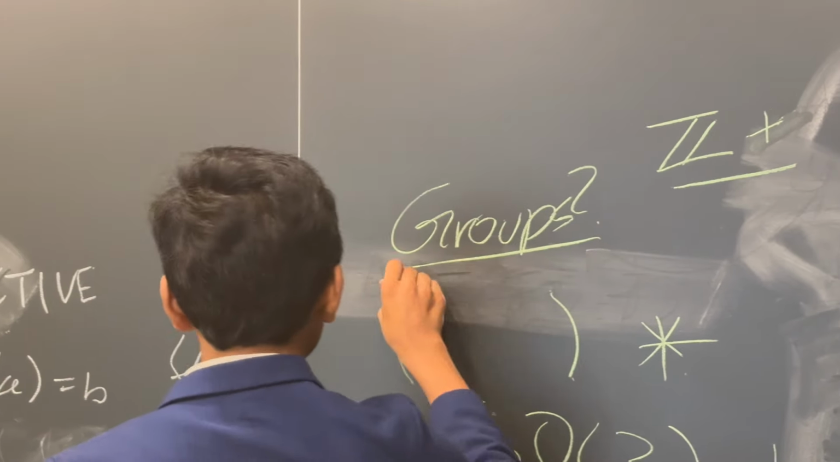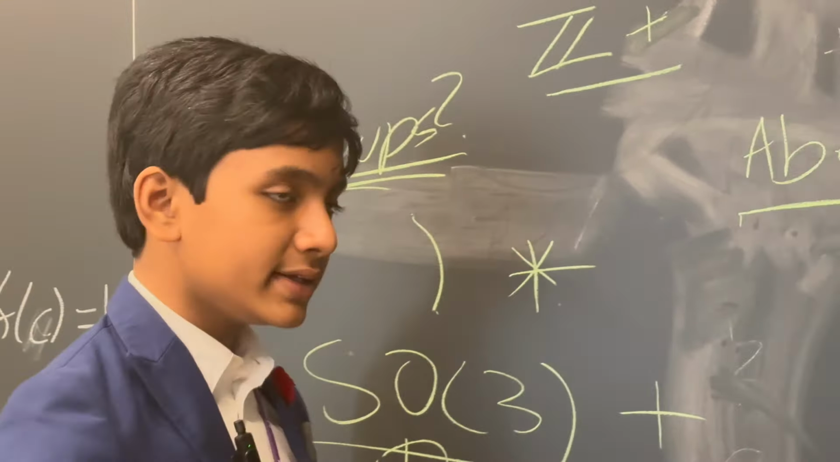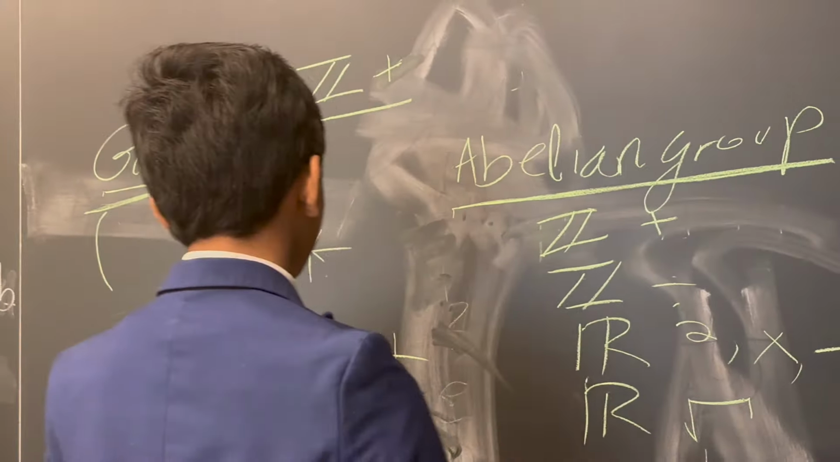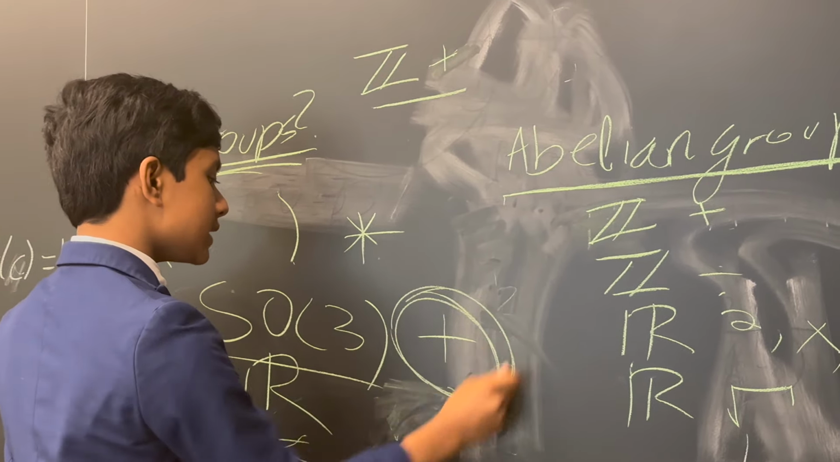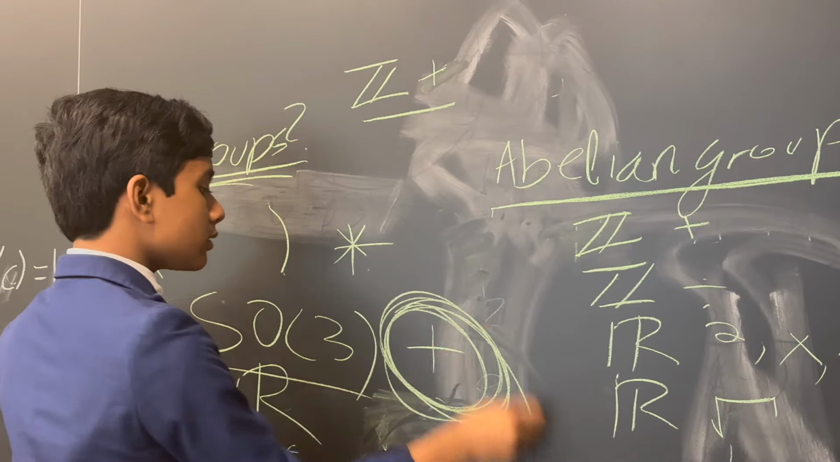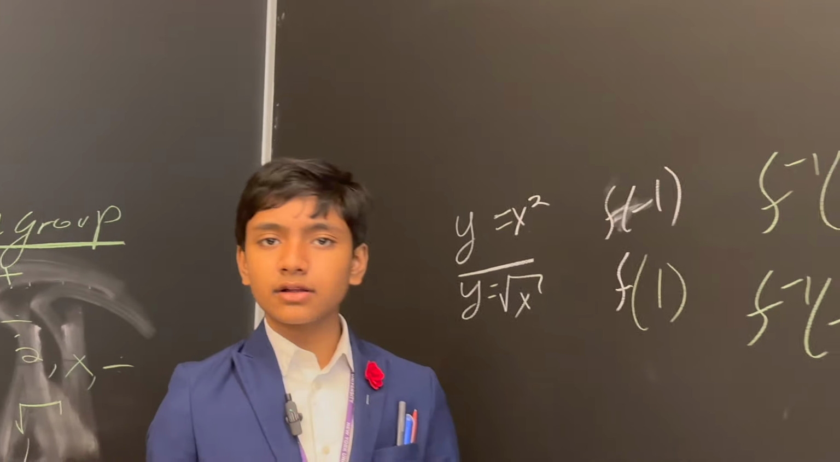So what about groups? Well, we can have the group of rotations or just a regular set like the real numbers, but they also have to be associated with an operation. For example, addition. If we're talking about a group of functions, the operation could be composition.